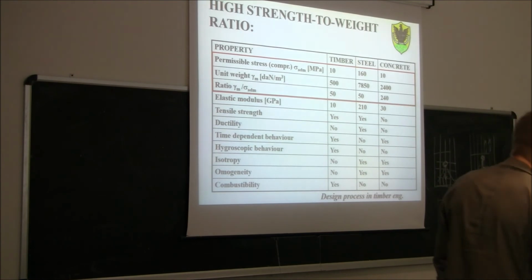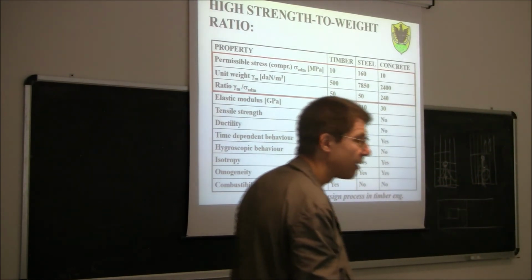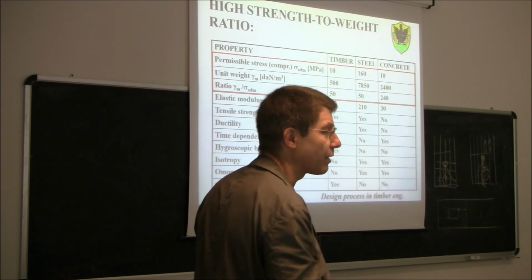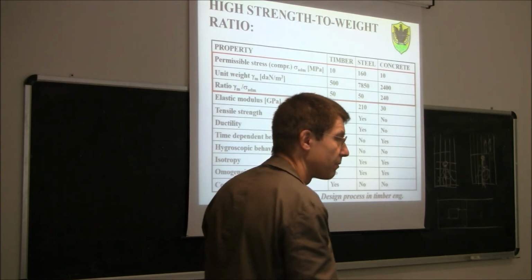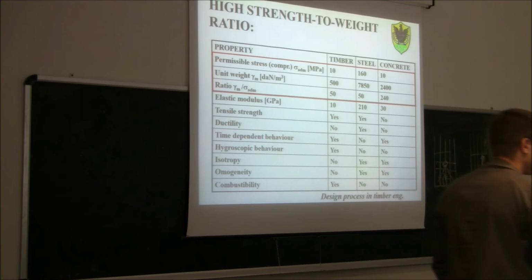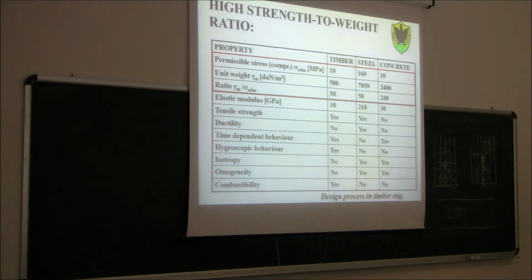Good. Now, if this is clear, let's go now to calculate the weight of these three columns. The reinforced concrete column, the timber column, and the steel column. What is the weight of those three columns? Well, to calculate the weight, we need the volume, and we need the unit weight. Unit weight of timber, on average, is 500 decanewton per cubic meter. The unit weight of steel is 7,850 decanewton per cubic meter, and the unit weight of concrete 2,500, reinforced concrete. Okay?